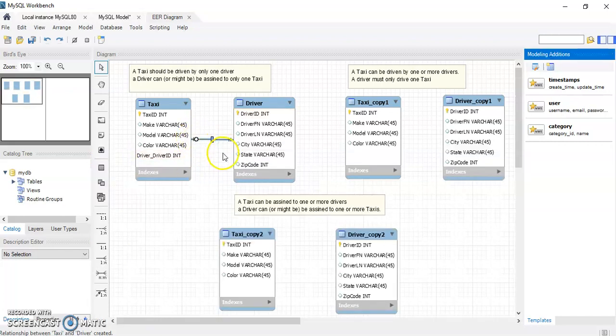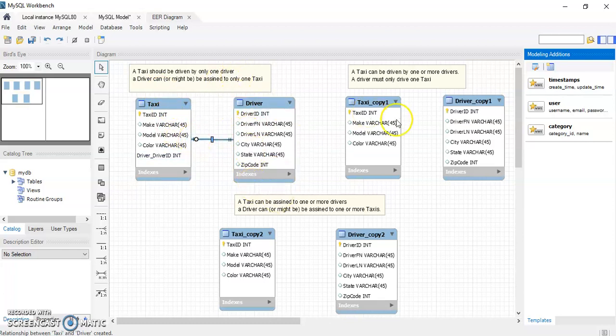And as you can see here, it's mandatory on one side. A taxi must have a driver, should be driven by one, but a driver can or might be. So we could have a driver that is just waiting, a driver in the database who wasn't assigned a taxi yet. So this one is optional.